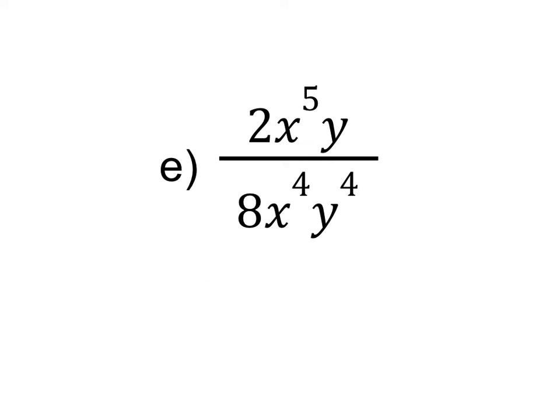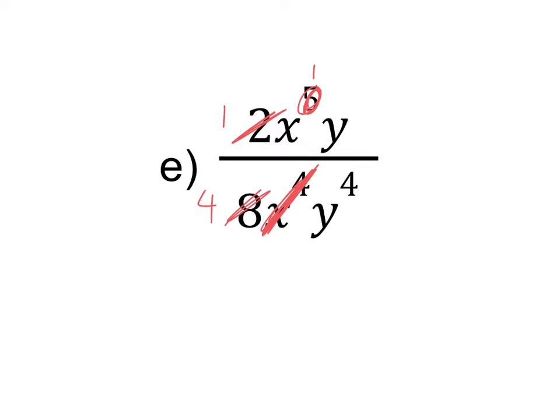Okay, another one. Now, if you notice, I threw some numbers out front, some coefficients at you. So you're going to treat those just like a fraction. So 2/8, that simplifies to be 1/4. And then x to the 5th over x to the 4th, that means 4 of them can cancel. So all of those cancel out, and this becomes x to the first power, right? Because 4 cancel, you're left with 1.